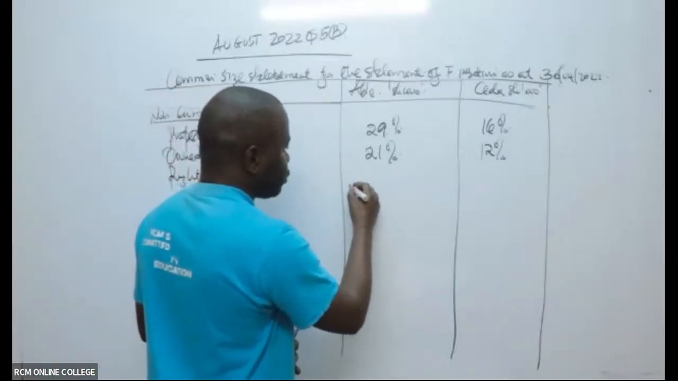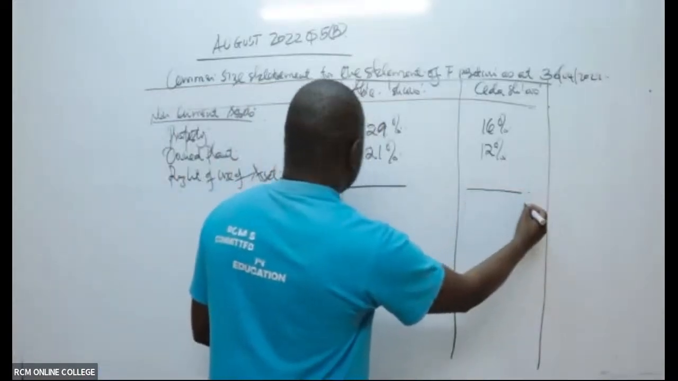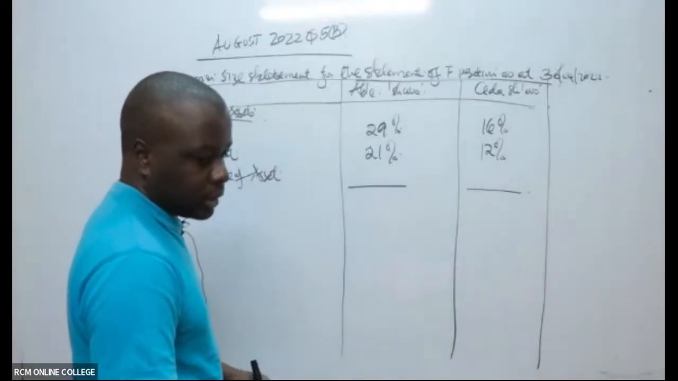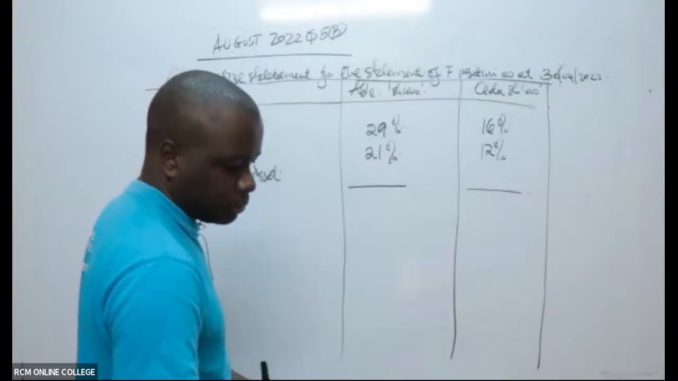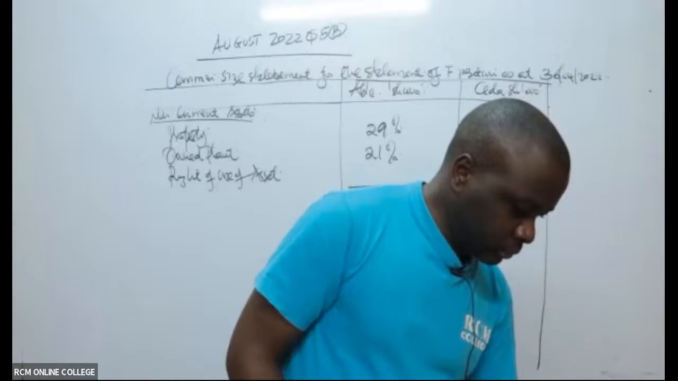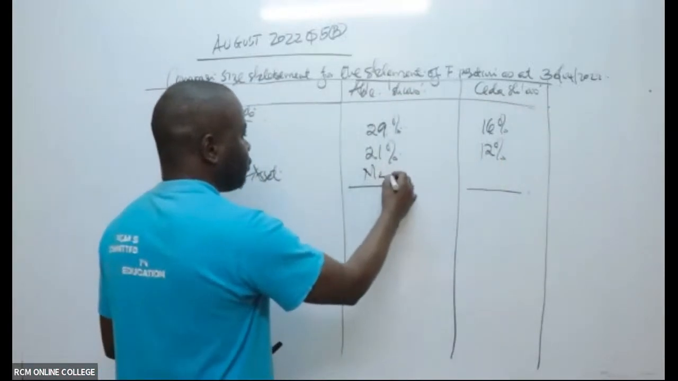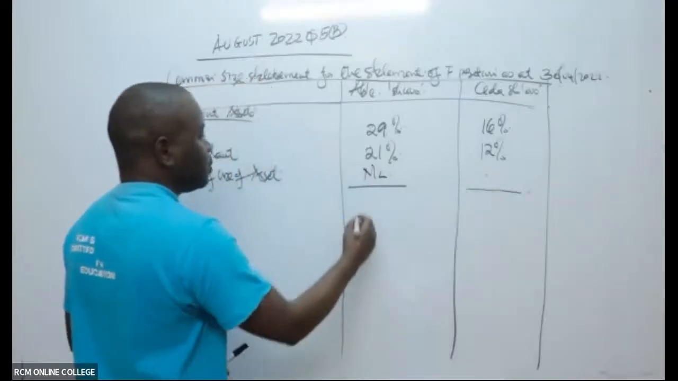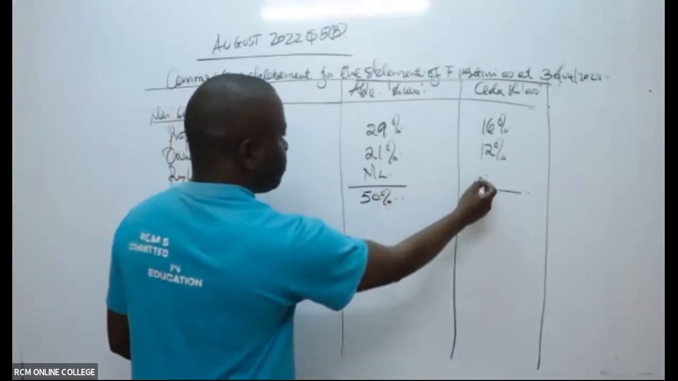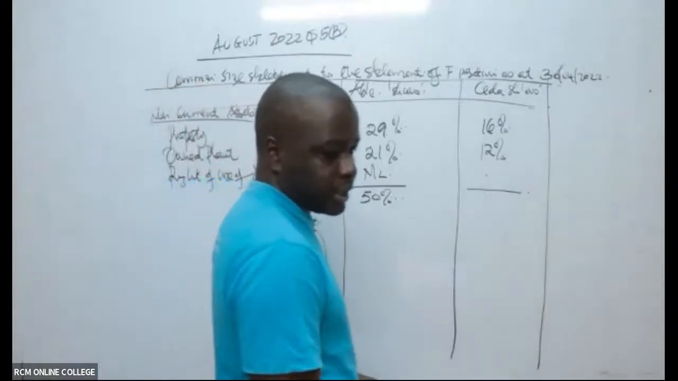Here you'll be able to get the total figure for the non-current assets. For the right of use for the assets, this one will be nil because there is no figure there. And this one comes to a total of 50%. And this one will be 26.3, so we can say just 26.